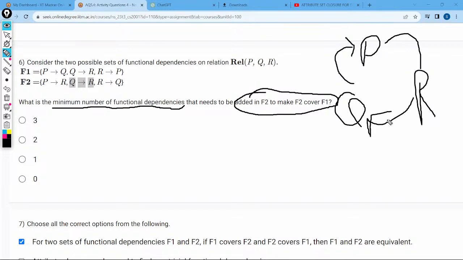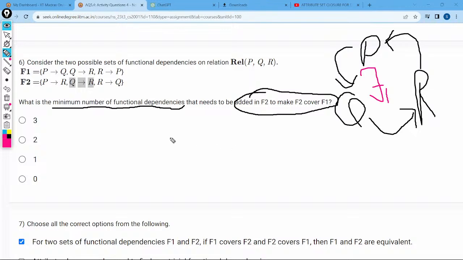I think I have made a mistake here. Let me correct my mistake. Okay, it is a cyclic pair. P arrow Q, Q arrow R, and R arrow P. Okay, this is for F1. Let me write F1 here, so it's not confusing.